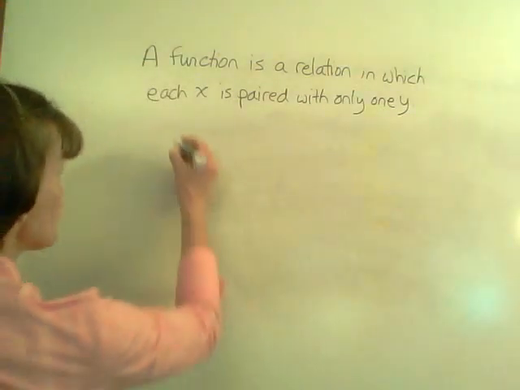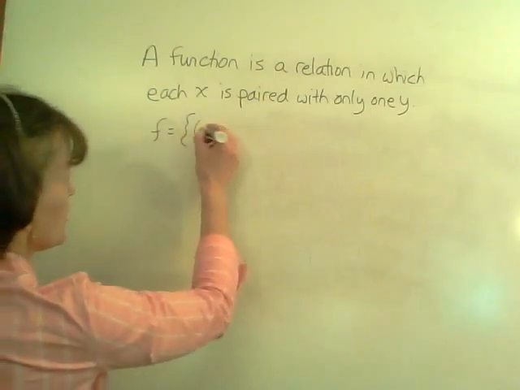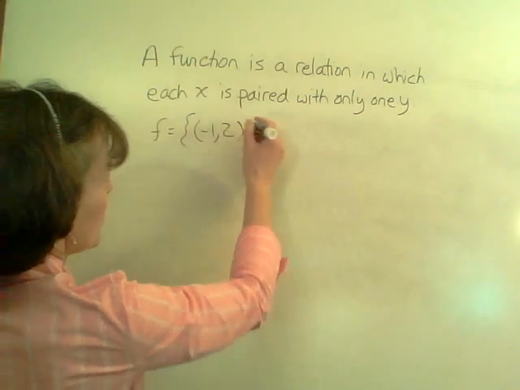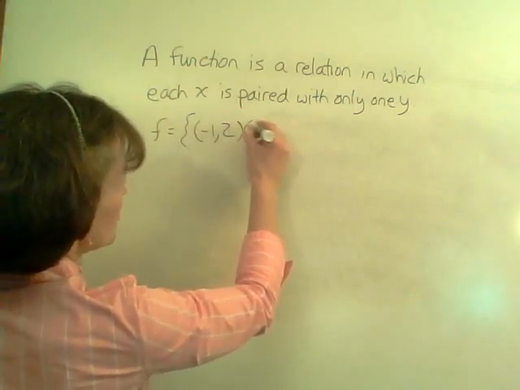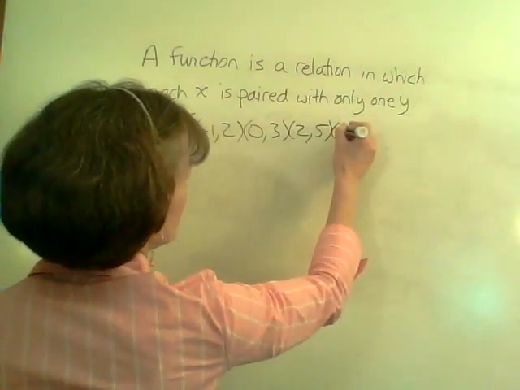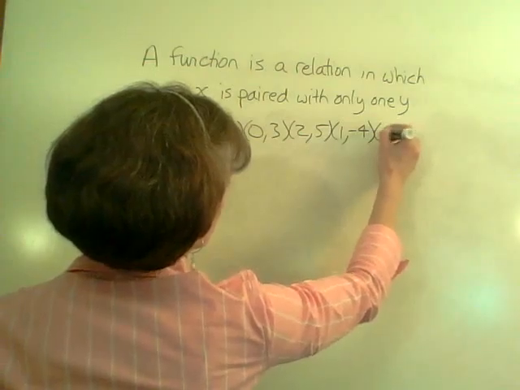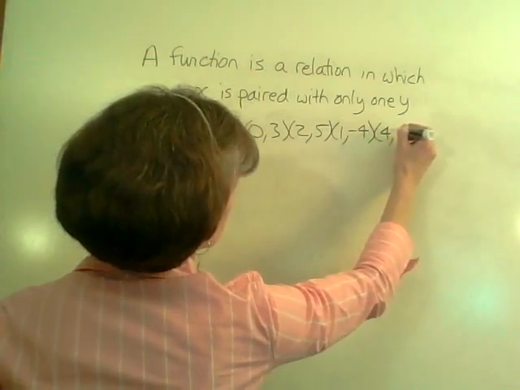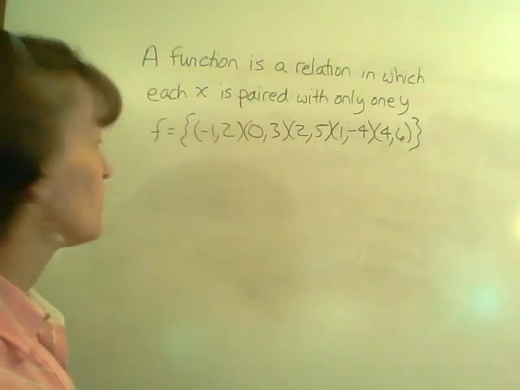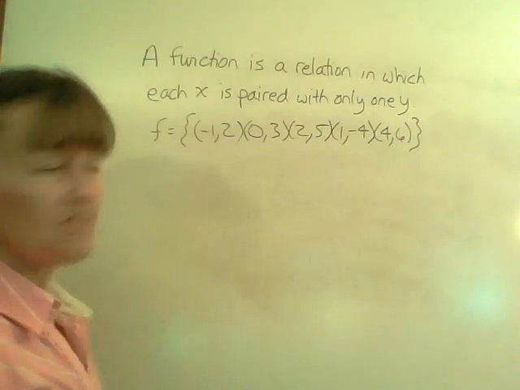All right, well, let's see what that looks like. Here's a function that I'm going to illustrate as a set of points. So I'm just going to put some points up here. F equals, and then I have the points (-1, 2), (0, 3), (2, 5), (1, -4), and (4, 6). So it's just a set of points that I've made up. All right, but this is my function. Is this a function? This is my relation.